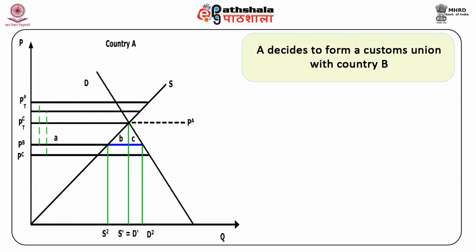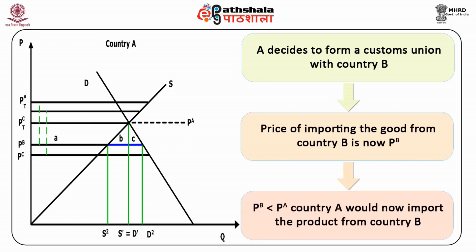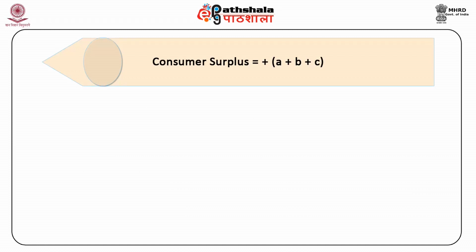Suppose now country A decides to form a customs union with country B. Then the tariff from country B will be eliminated. So the price of importing the good from country B is now PB, but from country C it is PC plus the tariff. Since PB is less than PA, country A would now import the product from country B. At the lower price PB, imports would rise to the blue line distance, or D2 minus S2. Since trade now occurs with the customs union and it did not occur before, trade is said to be created. Welfare effects. Consumer surplus is equal to A plus B plus C.